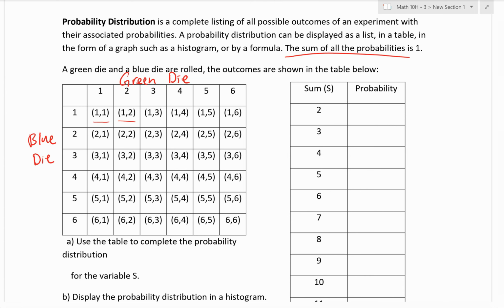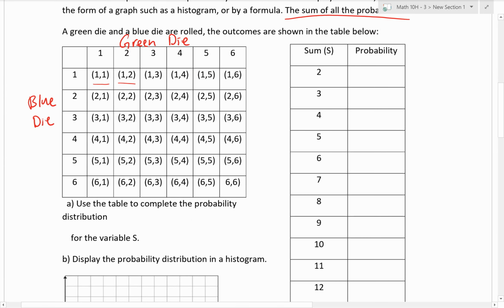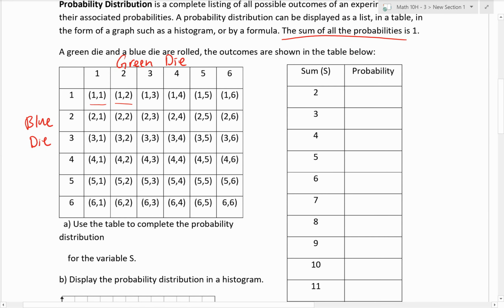Part A says, use the table to complete the probability distribution for the variable s. There's a weird space here, but that's okay. I don't think it happens on your handout.